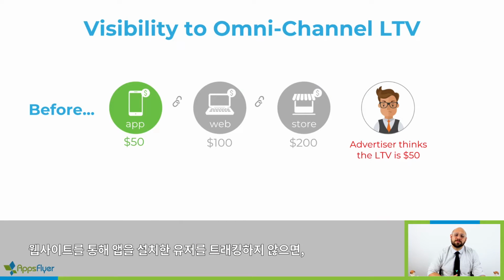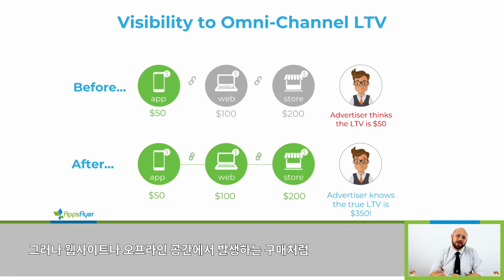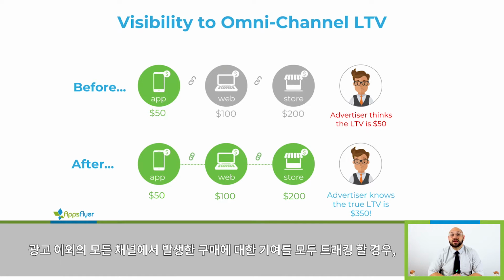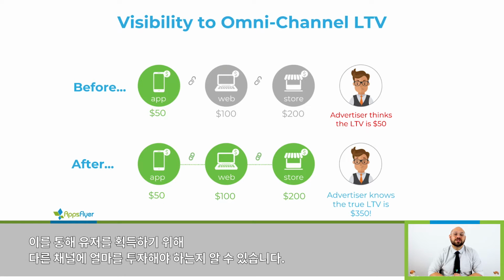If you don't track that a person came into your app via your website, you might not be able to link them together with a purchase they made on your website, or even when they go into your store. But when you're attributing every single channel and every single purchase they make, whether it's via your app, your website, or in your physical location, you'll truly understand the lifetime value of that specific user. And understanding the lifetime value of that specific user will help you understand how much money you should spend on other channels to acquire users.